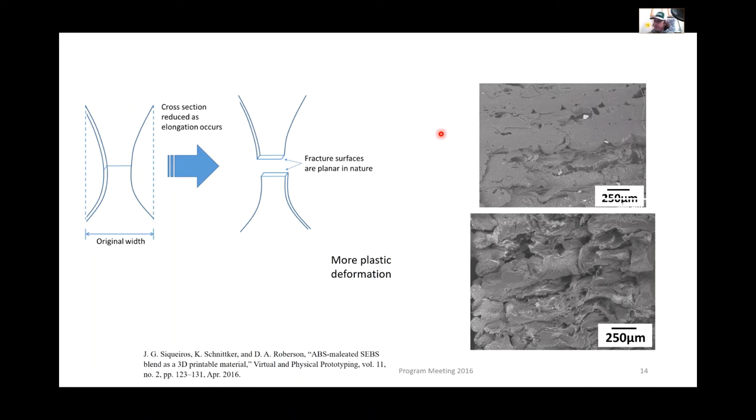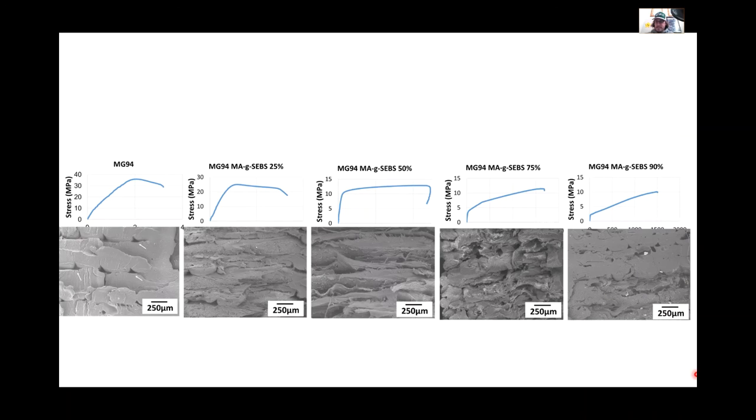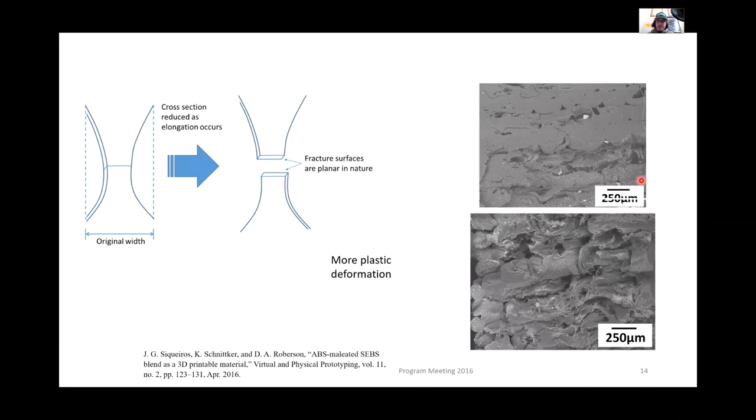So for this heavily loaded SEBS material, or heavily rubberized material, in fact, it was 90% rubber, basically, we necked it so much. What basically happened was the cross section was effectively reduced, and you ended up with more of a planar fracture surface. So you don't really appreciate the plastic deformation that occurred before this material ruptured. So always be aware that sometimes it may look like a brittle failure, but it was really a very, very ductile material. And so, kind of interesting.